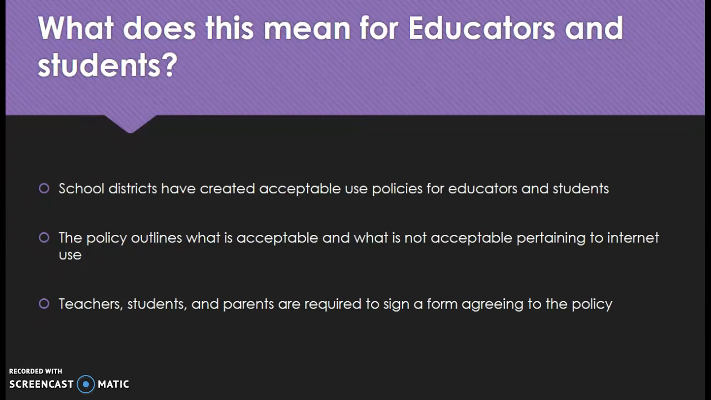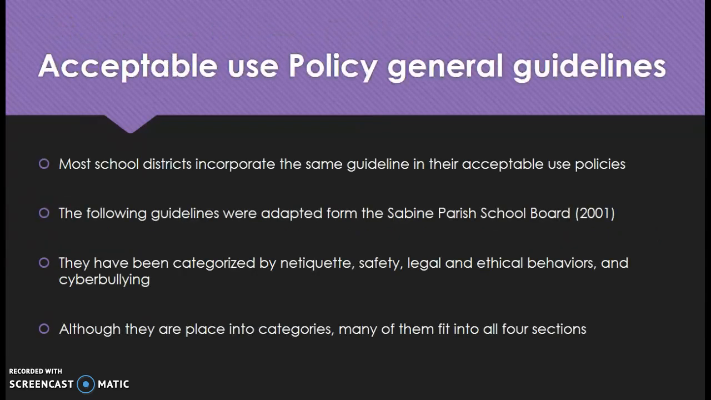These policies outline what is acceptable and not acceptable when it comes to internet use within the organization. Teachers, students, and parents are required to sign forms to indicate they have read the acceptable use policy and agree with the terms. Most districts incorporate the same policies when it comes to internet use at school. The following guidelines were taken from the Sabine Parish School District.